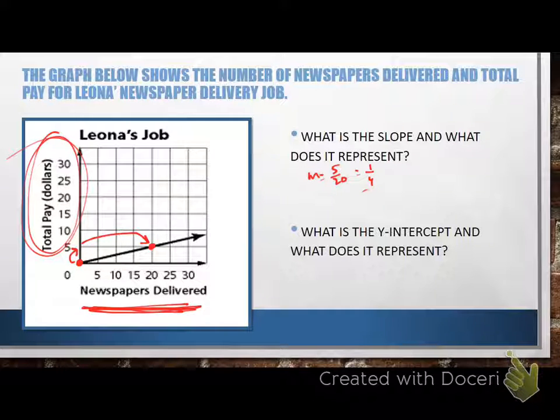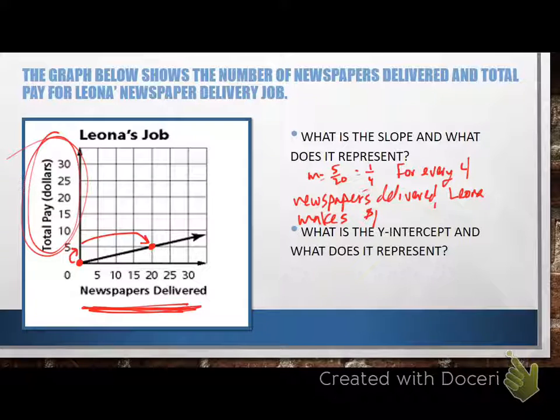on the x-axis is newspapers delivered. So this says for every 4 newspapers delivered, Leona makes $1 because her pay is on the y-axis. So for every denominator, for every x-axis, we get a numerator, or we get a y-axis. So for every 4 newspapers, she gets $1. Okay? That's how that works.